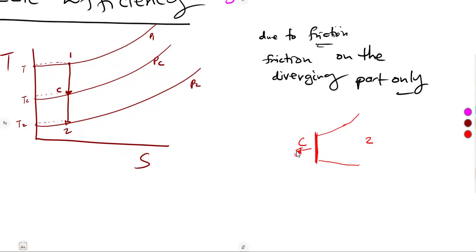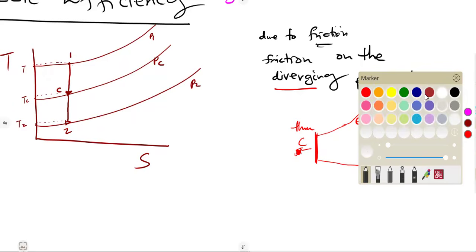So this is the condition from C to 2. We are moving, and the effect happened from C to 2. That's where the effect happened, the part of the diverging from the throat to the exit. That's where the effect happened.